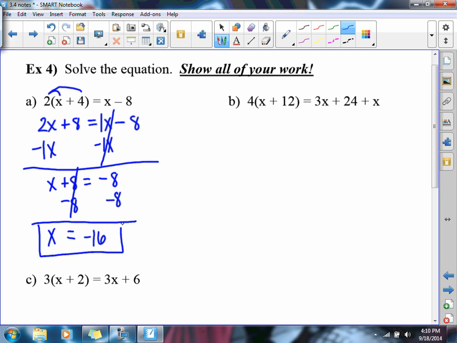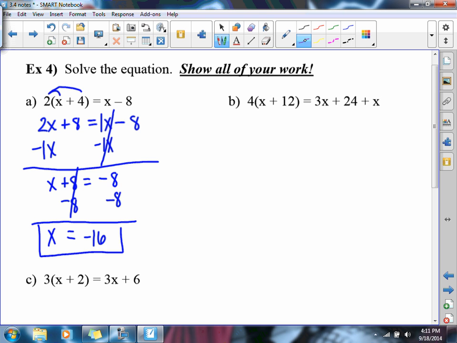And again, I could check my answer. I could plug in negative 16. I could make negative 16 plus 4. That would be a negative 12. Times 2 would be a negative 24. And then negative 16 minus 8 would also be a negative 24. So negative 24 is equal to negative 24. That's a true statement. My answer is correct. I got the right answer.